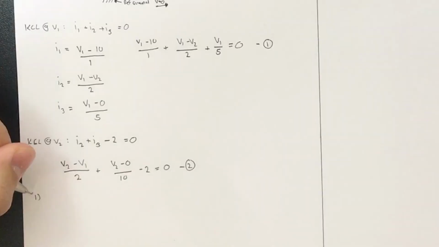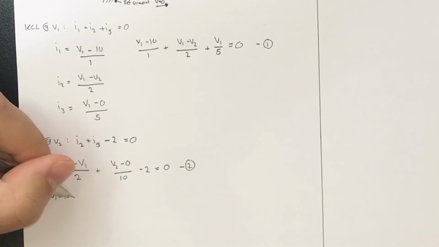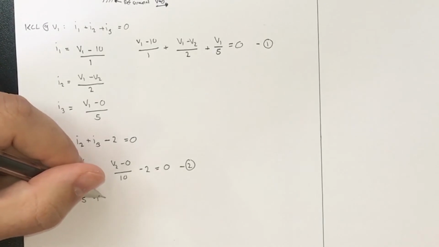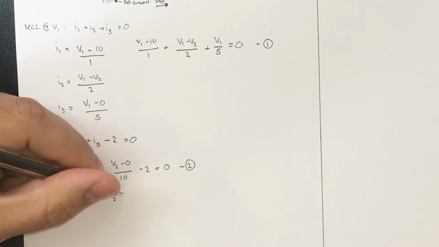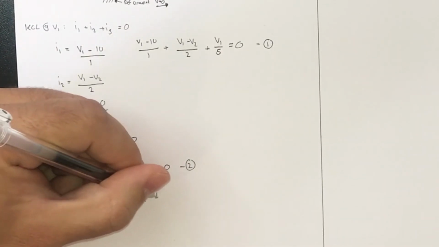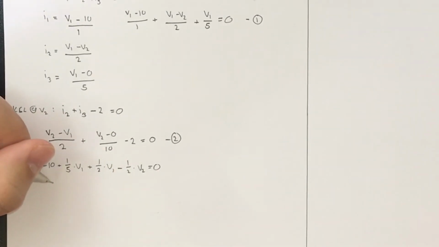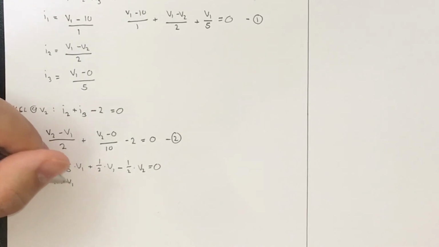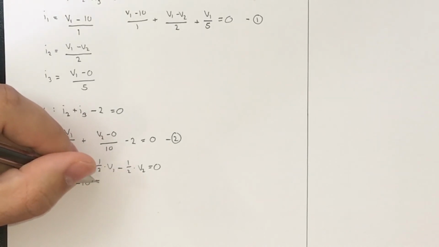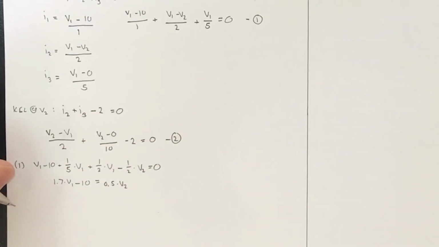We take equation 1, which is now V1 minus 10 plus 1 over 5 V1 plus a half V1 minus a half V2 equals 0. So then we sum all of the V1s together and we get 1.7 V1 minus 10 is equal to 0.5 V2.